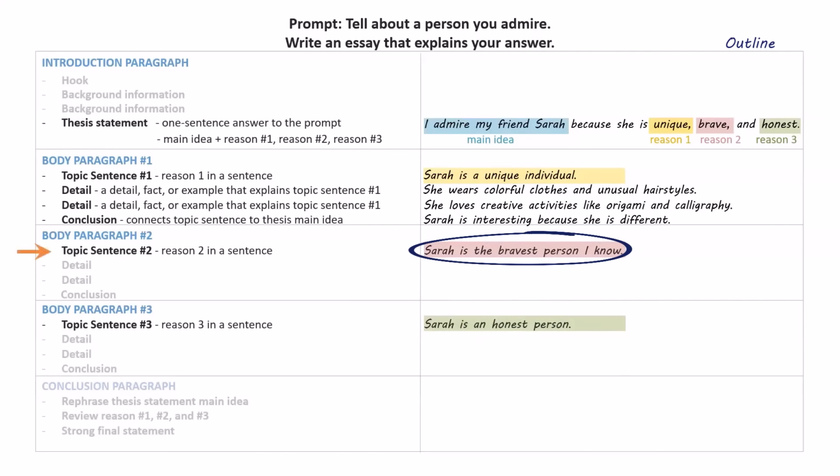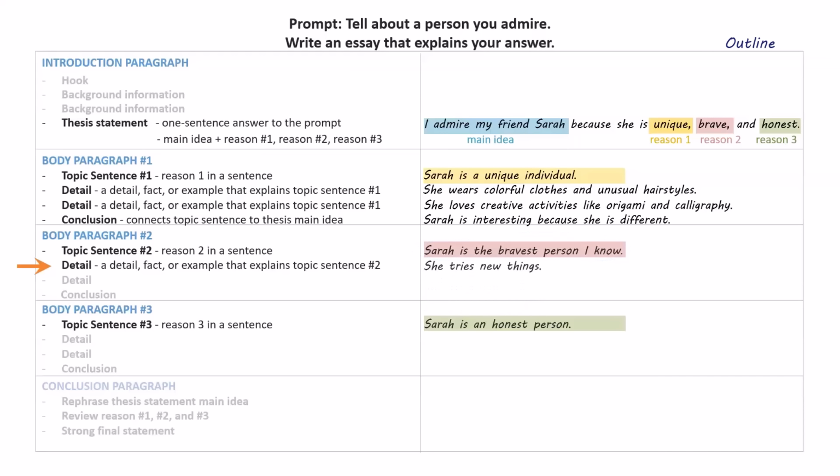Here, we need to write detailed sentences that explain what I mean by that or that prove that topic sentence is true. Remember, to do this, we use a detail, fact, example, or other information. She tries new things. That sentence explains why Sarah is brave. She doesn't just do the things she's comfortable doing every day. She tries something different that she doesn't know how to do yet. That's brave.